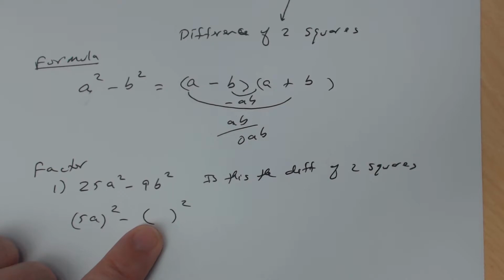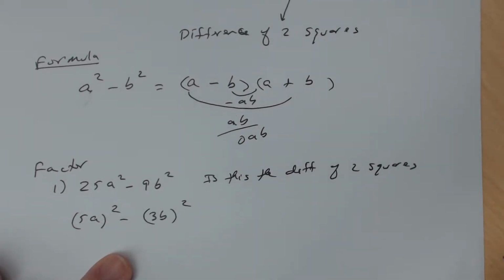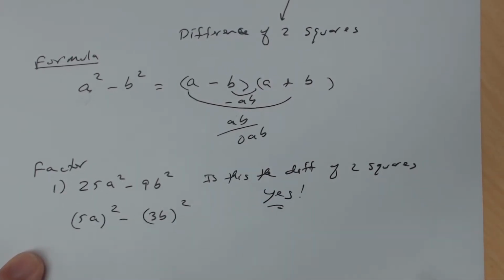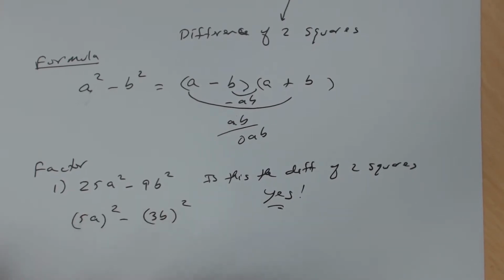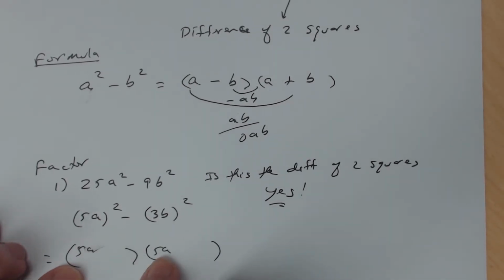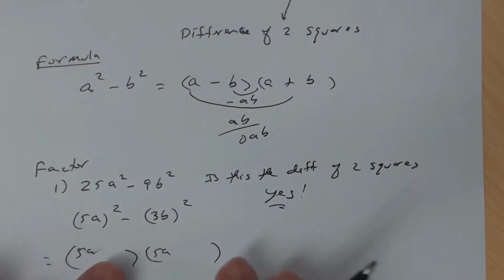What times itself twice is 9b squared? Well, 3b times 3b is 9b squared. So this right here is the difference of two squares. Yes, because I took each term and wrote it as something squared. And all you do now is write your answer. So you're going to get 5a. See this right here? 5a. So remember, 5a times 5a is 25a squared. And then 3b goes in the last terms.